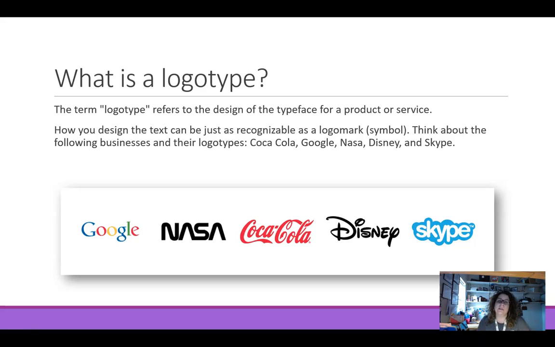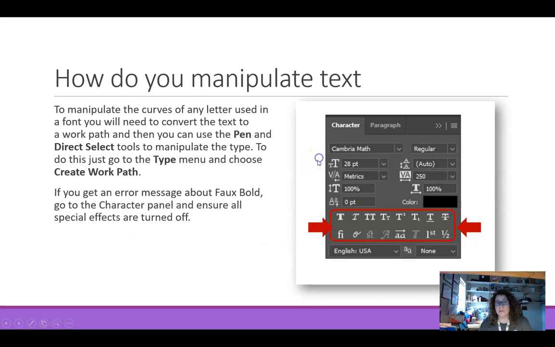You're given the specifics of the name of the band, and then you want to go ahead and modify it. Once you type some text into Photoshop, you can then manipulate it. You can change it into a shape and manipulate it. I wanted to quickly show how to do that. I'm going to come back to what this means, but you basically want to type in some text, and then convert the text to a work path, and then you can use the pen and direct select tool.